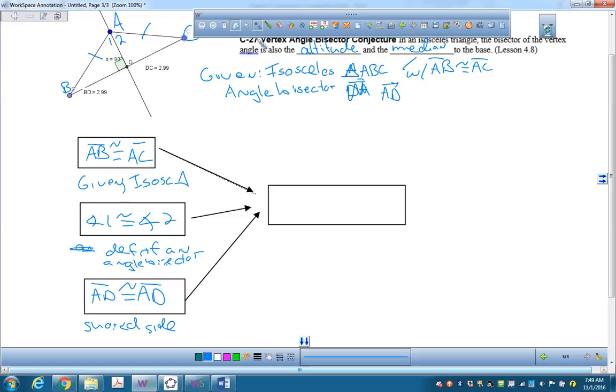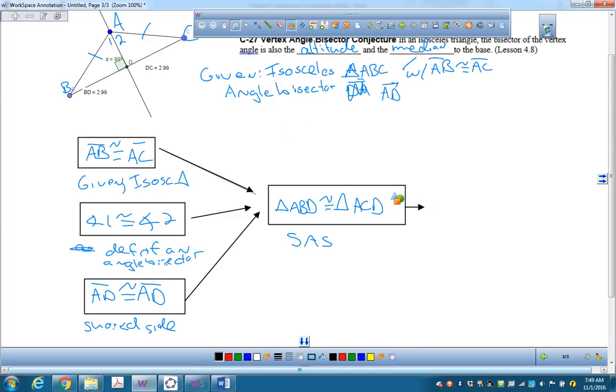That those two triangles are congruent. So I could say that triangle ABD is congruent to ACD, and in this case I'm going to use side, angle, side. Okay? Now there's like a couple more kind of steps that seem like, why?